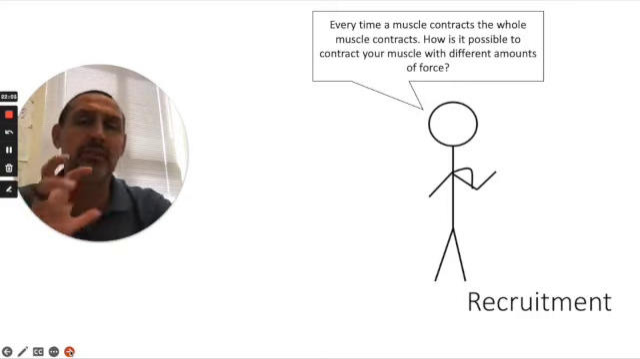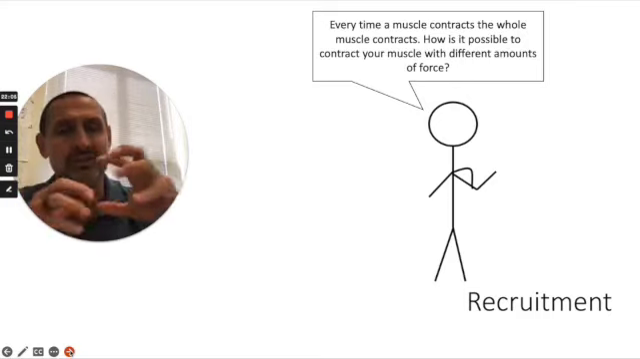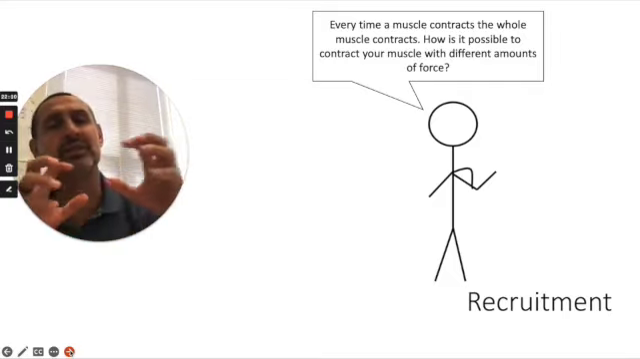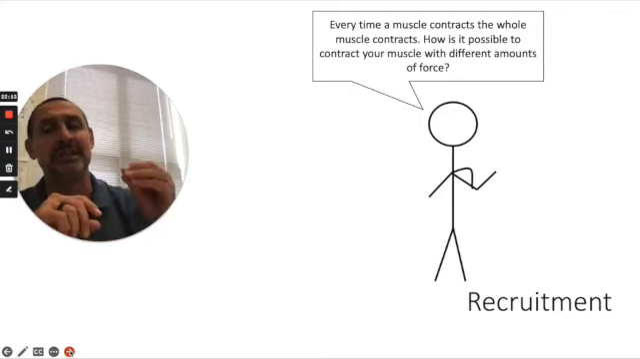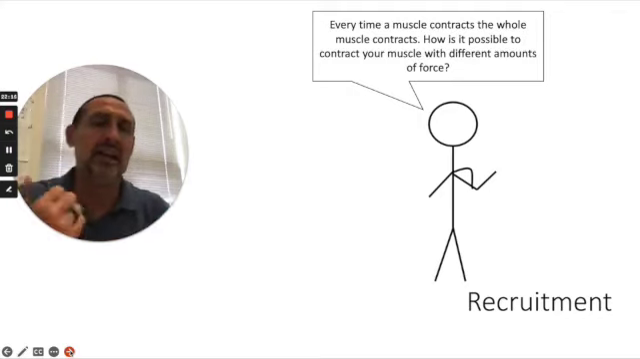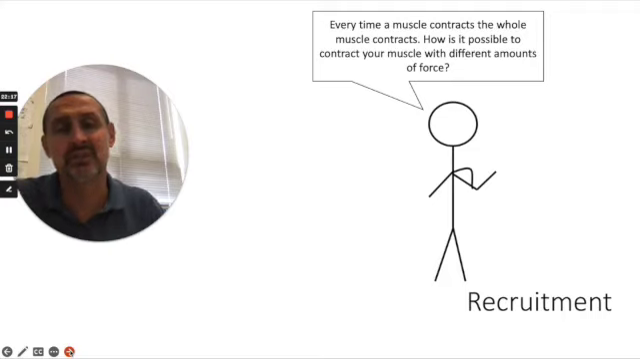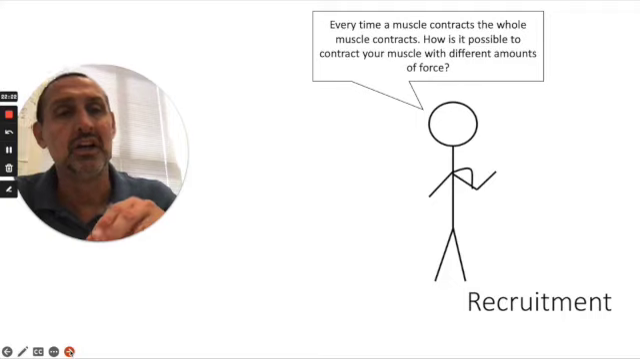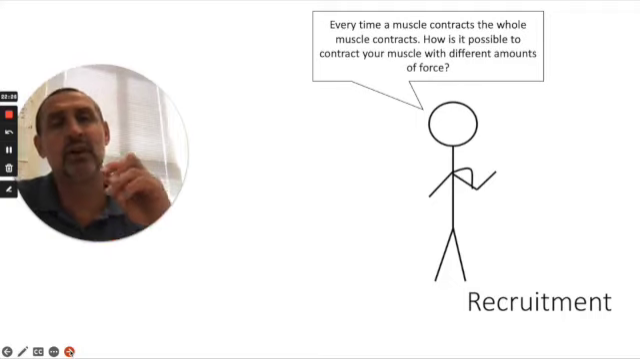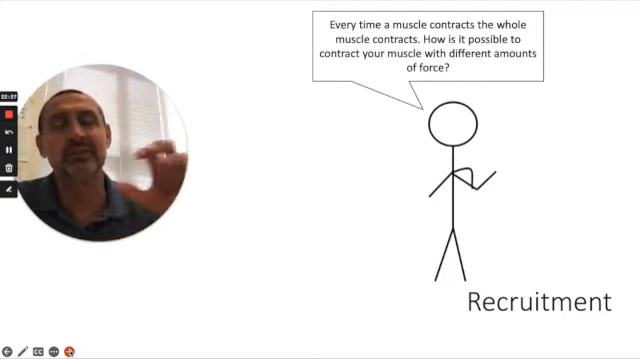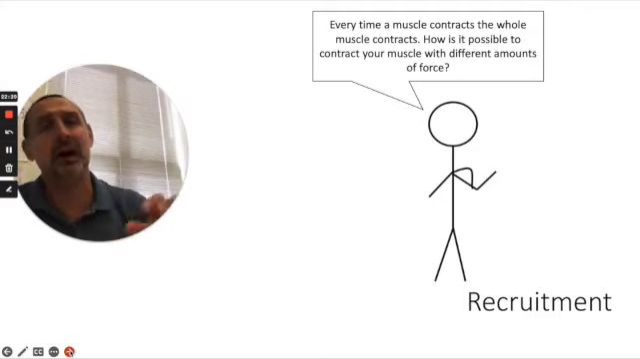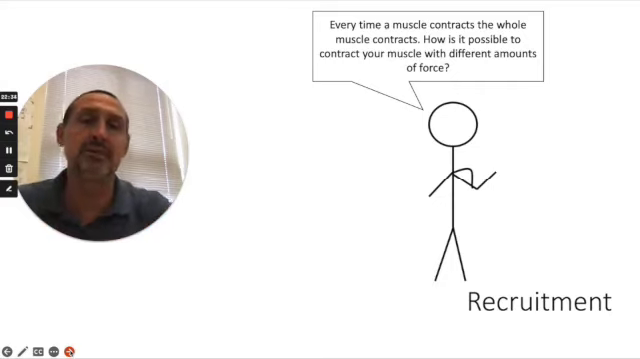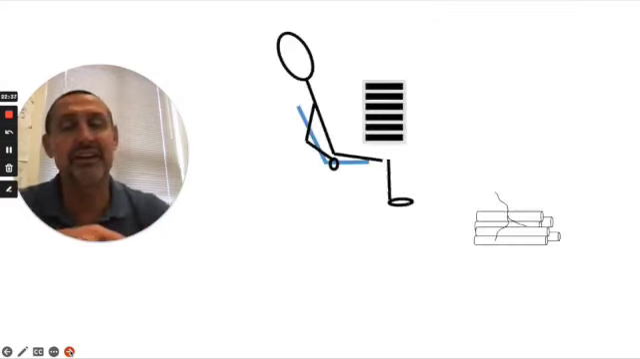So every time your muscle contracts, the whole muscle contracts. But how can you contract that muscle with different amounts of force? Like if I pick up a pencil compared to a 50-pound weight, how do I do that? How do my muscles know how much strength to exert? Recruitment is the answer. Just like in the military, if you want a large military, you have to recruit individuals. If your muscle has a big job, it's going to have to recruit a lot of motor units. Those are the nerves and the muscle fibers that are necessary.